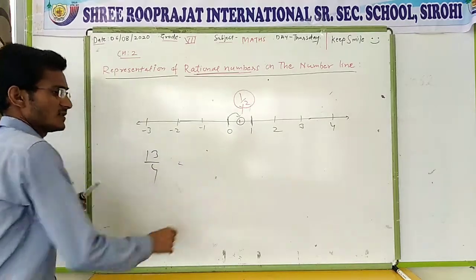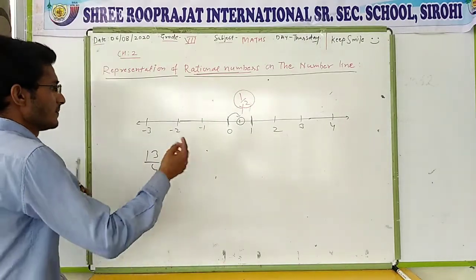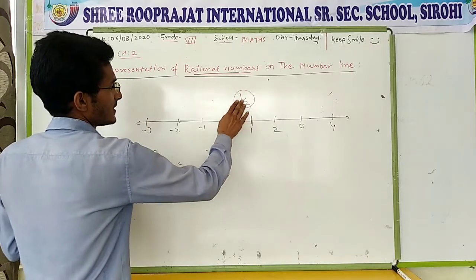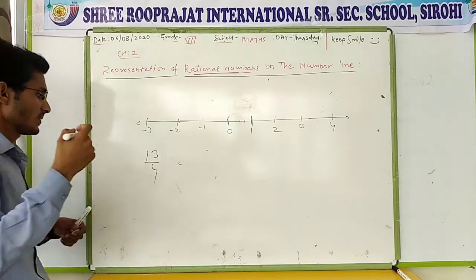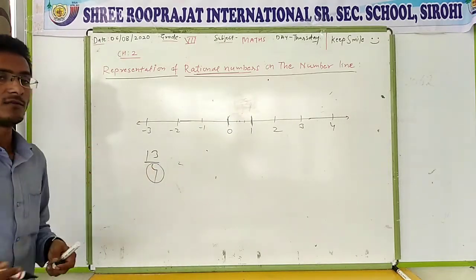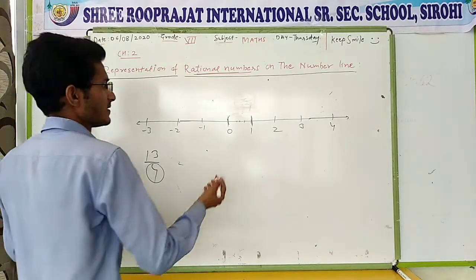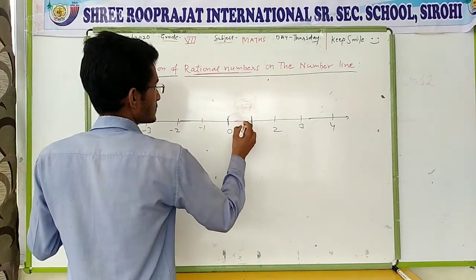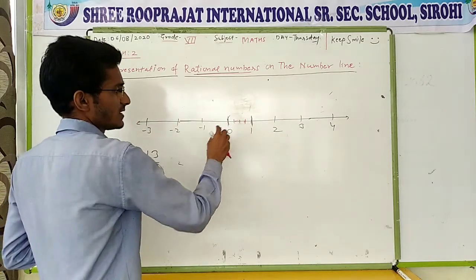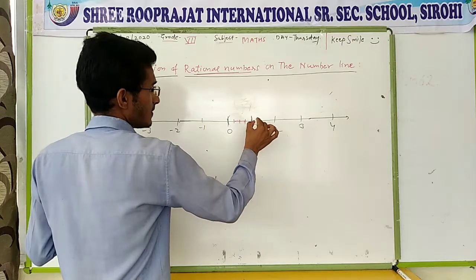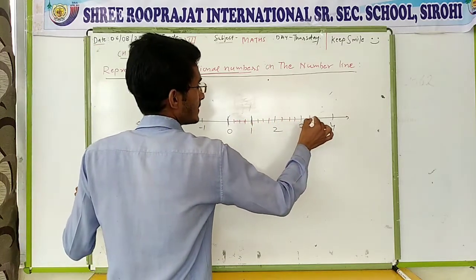Suppose first of all it is given as 13 by 4. You have to represent 13 by 4 on the number line. Now there are two methods. First, the one which is not given in your book. In the denominator 4 is given. That means you have to divide each part into 4 equal parts. So 4 equal parts, 1, 2, 3, and again 1, 2, 3, and again 1, 2, 3.